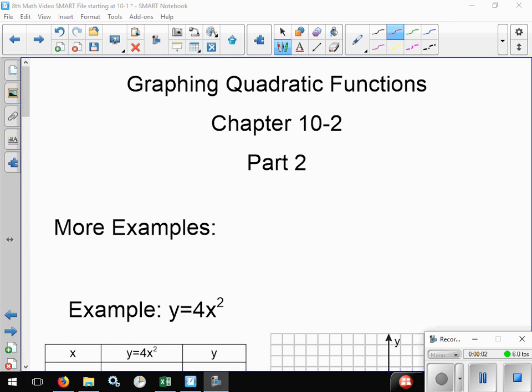Okay, in this video, we are looking at still graphing quadratic functions. And remember, quadratic means that in the equation, the x has a squared.